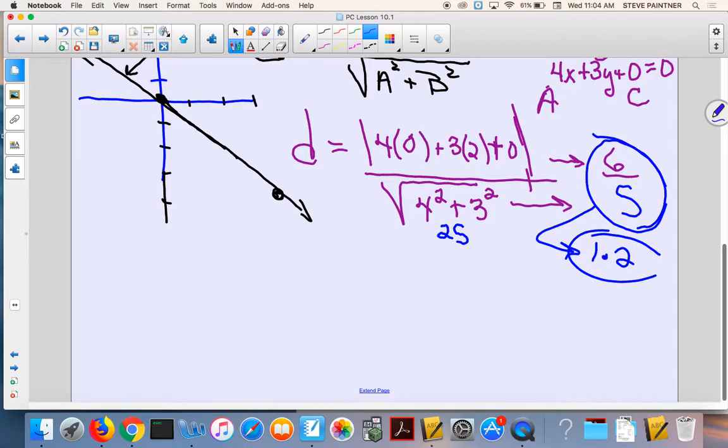Do you have to do the sketch? No. I like to put a sketch down. I like to kind of have an idea of what I'm looking at. Okay?